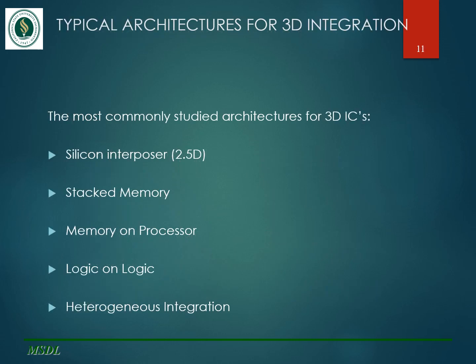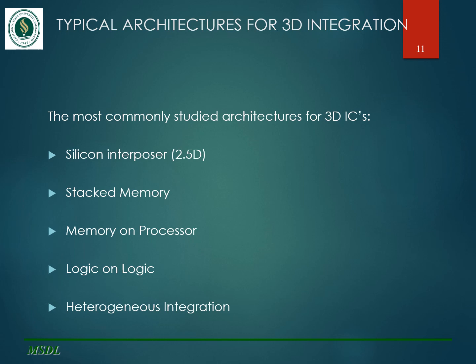The most common study architectures for 3D ICs. First, silicon interposer. Silicon interposer is technically not a true 3D architecture. It provides several advantages over conventional packages. First, very fine pitch wires, similar to on-chip interconnects, can be patterned on silicon interposer. Secondly, silicon interposers offer significant bandwidth and energy improvements over conventional off-chip interconnects.